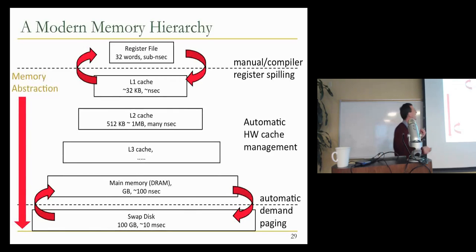Okay, so a modern memory hierarchy actually looks like this. The register file is actually part of the memory hierarchy, except it's manually managed. It's managed by the programmer or the compiler. And these are the different levels of caches, and this is automatically managed in hardware. And this is the swap disk, actually, where you do demand paging. This is part of your disk.